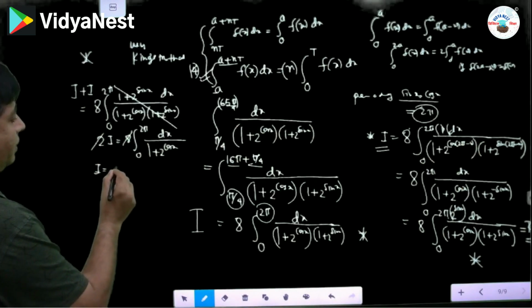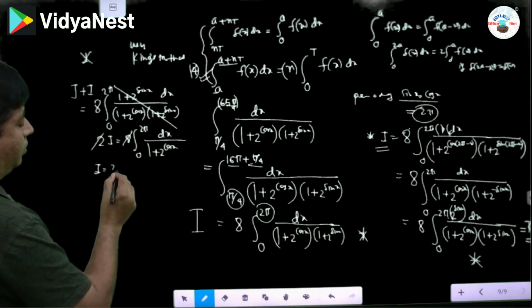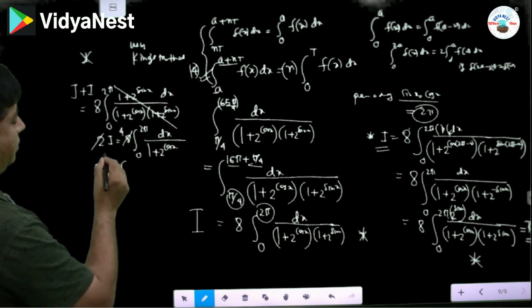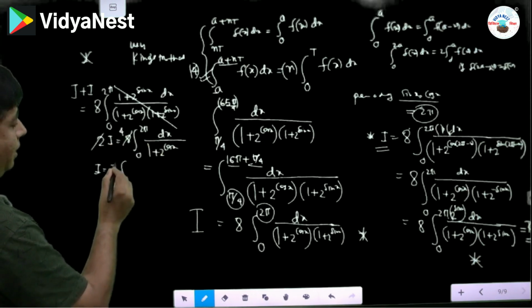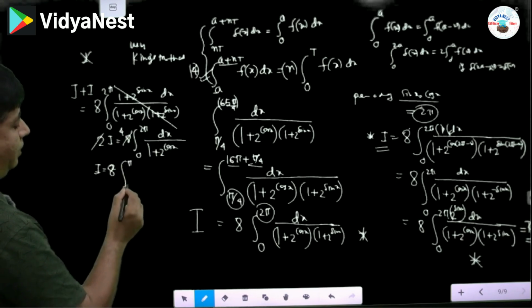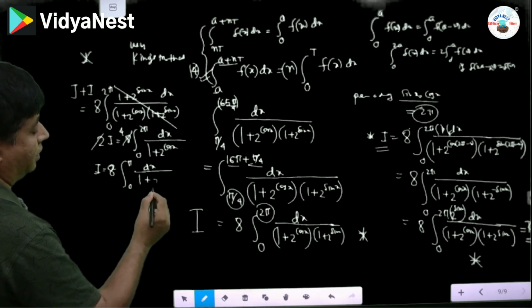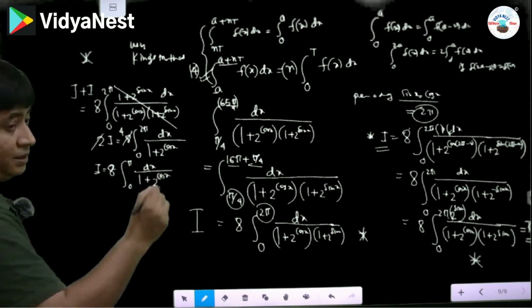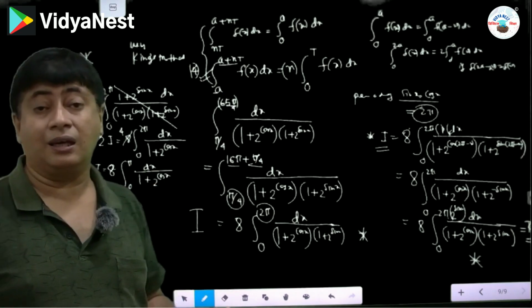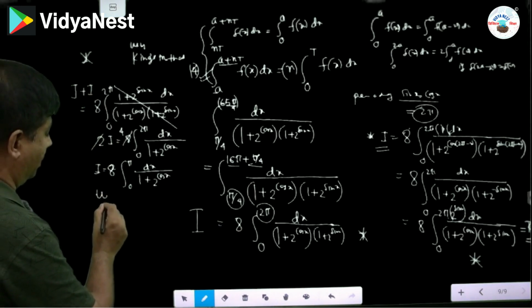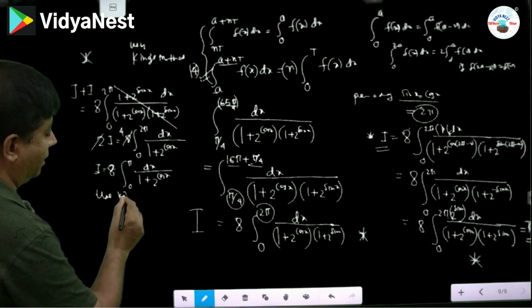So 2 will be brought out. This will be 4. 2 and 8 get cancelled. And that 2 will be brought out. It will be 8, 0 to pi, dx, 1 plus 2 to the power cos x. Again use King and the sum will be terminated. Okay? Use King again.